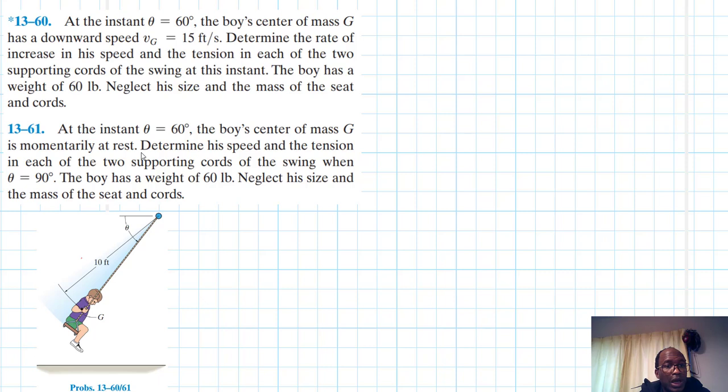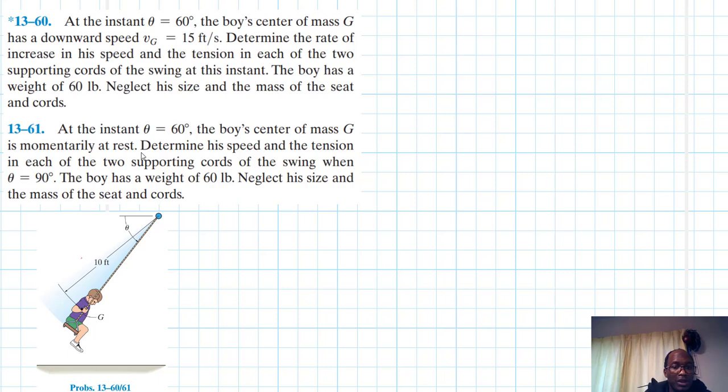The problem reads: at the instant theta equals 60 degrees, the boy's center of mass G has a downward speed vG equal to 15 feet per second. Determine the rate of increase in his speed and the tension in each of the two supporting cables of the swing at this instant. The boy has a weight of 60 pounds; neglect his size and the mass of the seat and the cords.